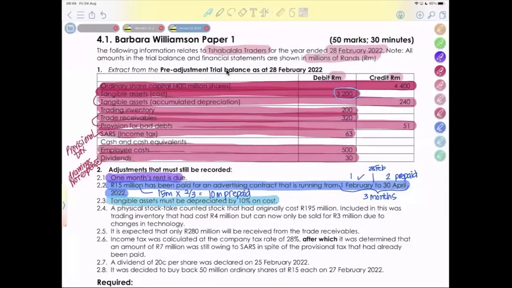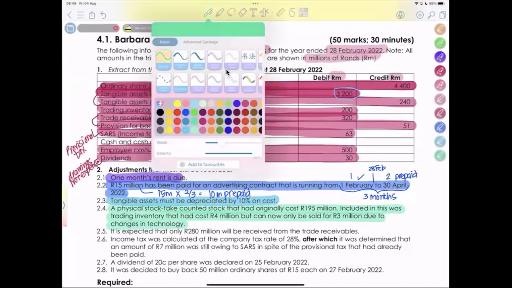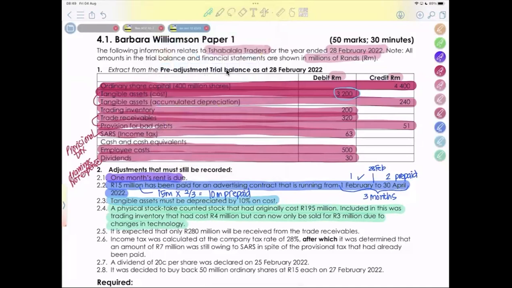A physical stock count, stock take, counted stock that had originally cost 195 million. Included in this was trading inventory that had cost 4 million, but can now only be sold for 3 million due to changes in technology. What that means is that there was obsolescence of the stock, and therefore there's been a loss of 1 million if you compare the 4 to the 3, which means that the 195 needs to become 194.